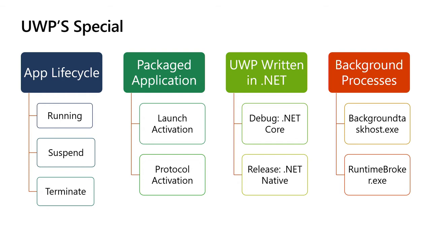For the UWP application, not only the main .exe process, but possibly we also need to care about the background processes. The background task host will host our background task or app services inside. And for runtimebroker.exe, it will check the application's permissions on the Windows 10 machine. Sometimes we find that the UWP application fails to start. Maybe it's an application issue. Maybe it's a runtime broker issue. We also need to think about that.